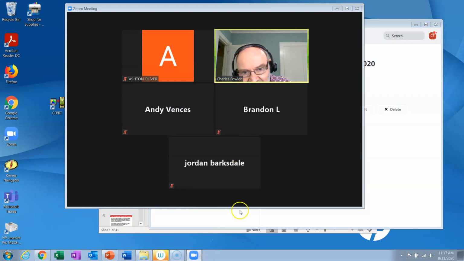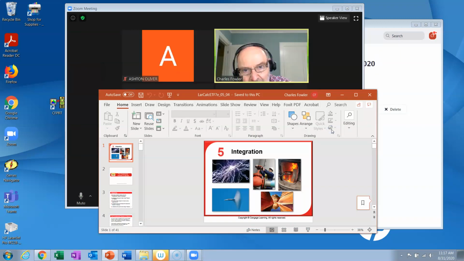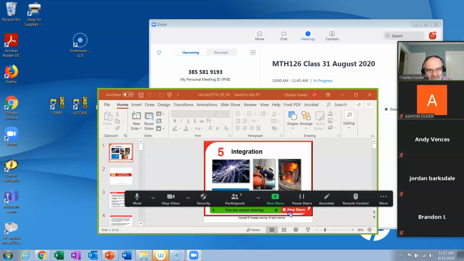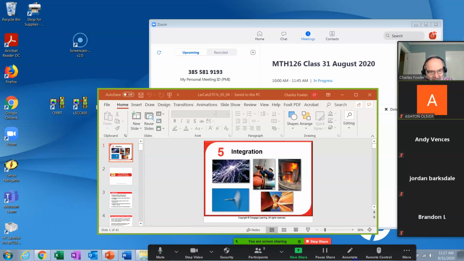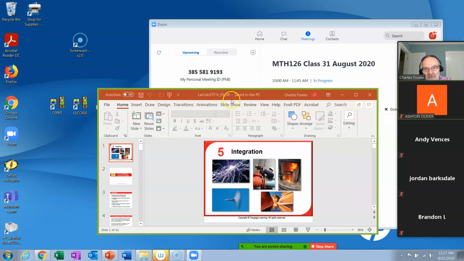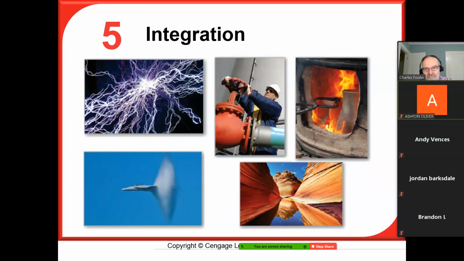I'm going to now share 5.4. Now, as soon as I did that, my bar got in the way again. You can't see it, but I can, and it's in the way. So I'm going to move it down out of the way as much as I can. And we'll start the slideshow from current slide. All right. Can all of you see Chapter 5 integration? Yay?